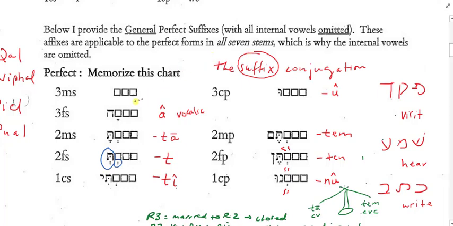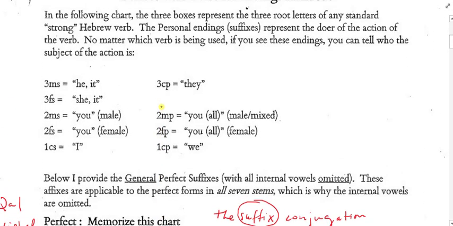This happens in Hebrew as well. So no ending means he did it. A ta ending means she did it, and so forth. So we'll talk about these in just a moment. But these suffixes are what I like to call personal endings because they indicate the person doing the verbal action. No matter which verb is being used, if you see these endings, then you will know who the subject is.